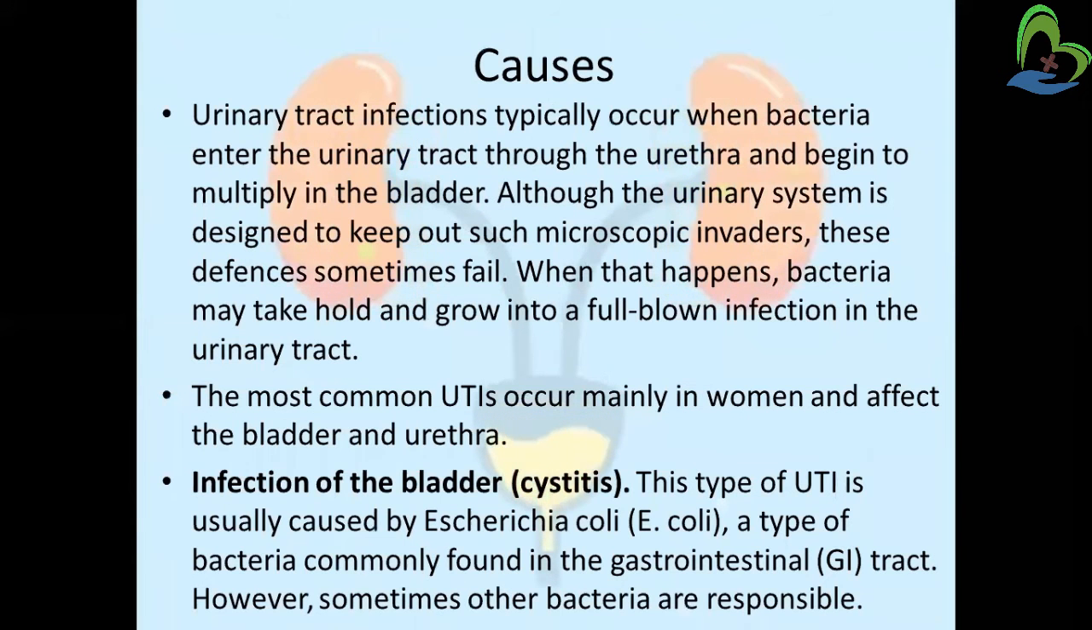Which are the causes? Urinary tract infection typically occurs when bacteria enter the urinary tract through the urethra and begin to multiply in the bladder. As I said before, it begins from the urethra and they multiply in the bladder. Although the urinary system is designed to keep out such microscopic invaders, these defenses sometimes fail.